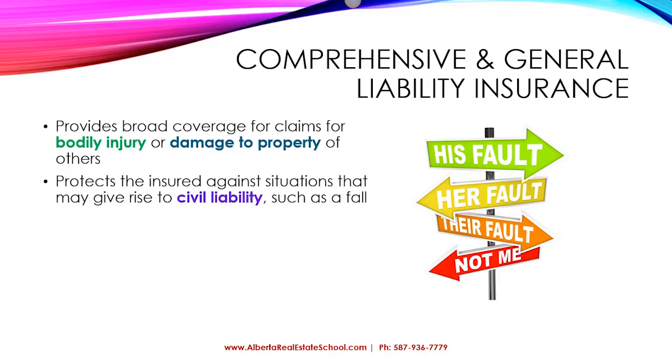This insurance protects the insured against situations that may give rise to civil liability such as slip and falls. So if this happens, somebody rolls their ankle, in that case, we cannot put a claim against our own home insurance, and we cannot put a claim against the other person's home insurance whose house we may be showing. So this has to go under our liability insurance. This is why we need this insurance.